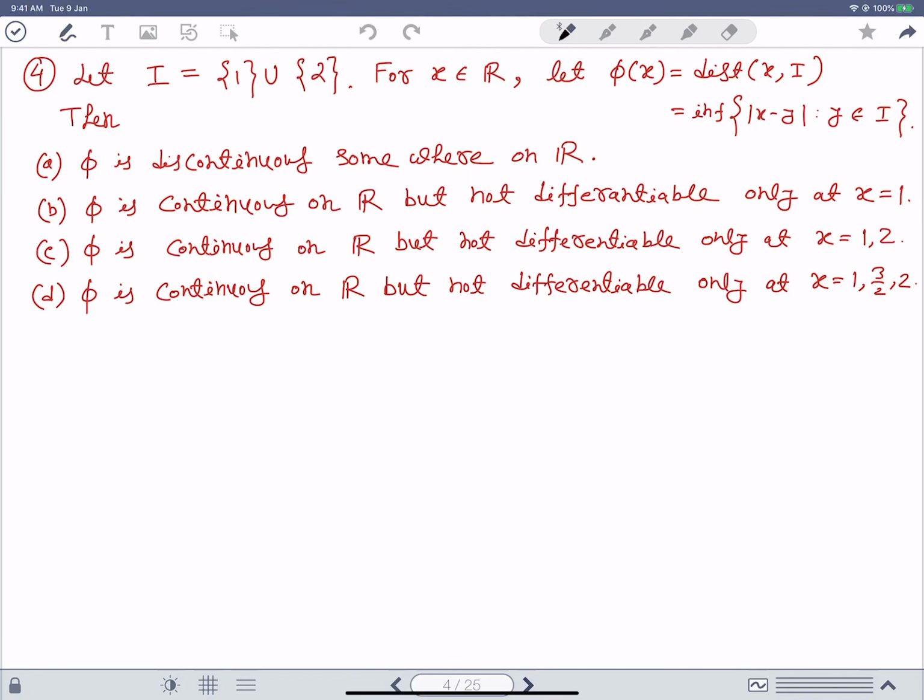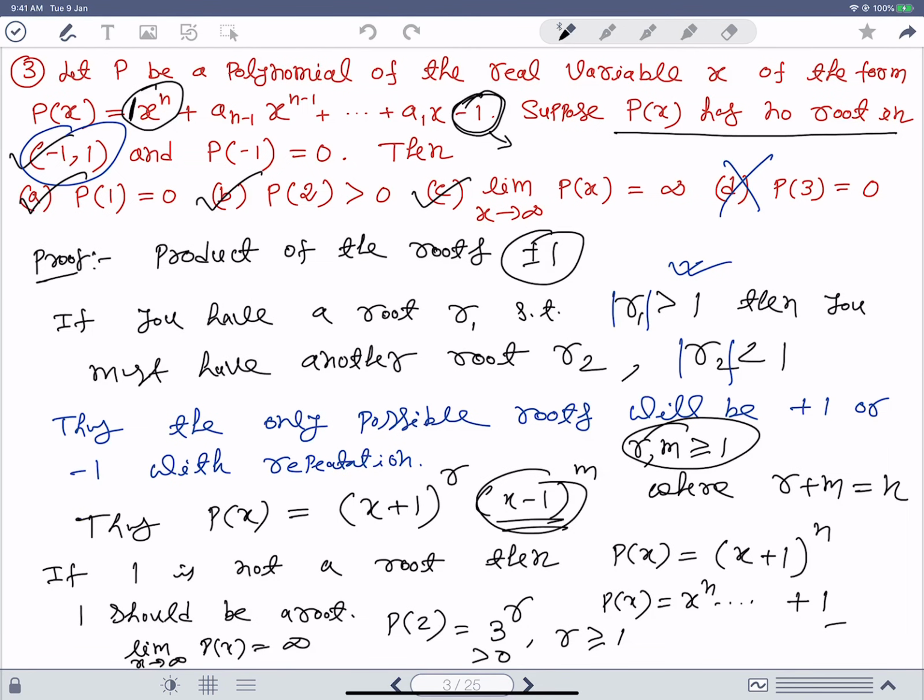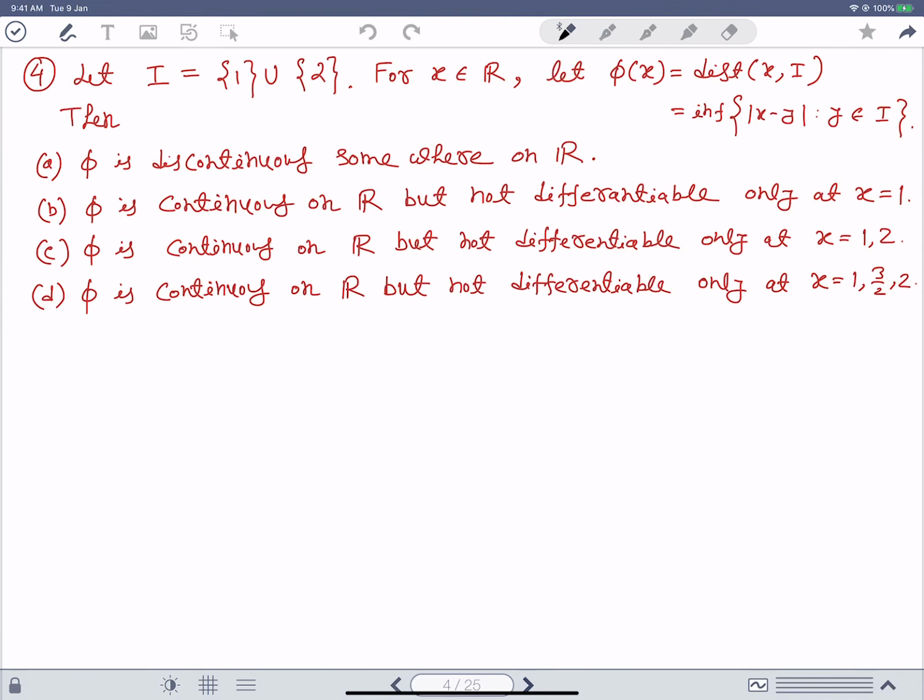Please explain option 2. Okay. See, this is simple. We just proved that here p(x) equals (x plus 1) to the power r and (x minus 1) to the power m, where r and m both are bigger than or equal to 1, because it is given that minus 1 is a root, and we proved that 1 should be a root as well. So therefore it should be of this form, and now p(2) will be 3 to the power r, where r is bigger than or equal to 1. So therefore this is bigger than 0. So r is just a natural number.